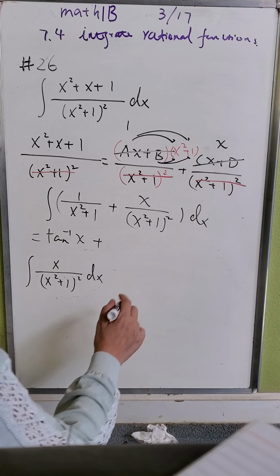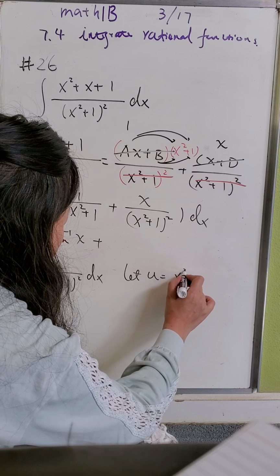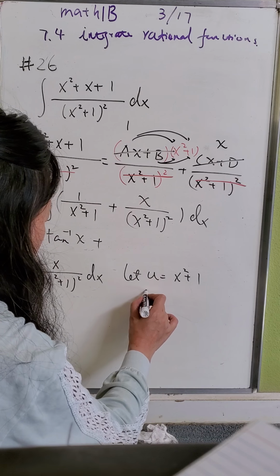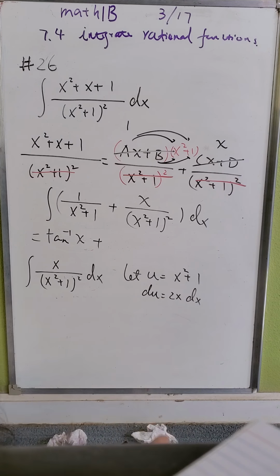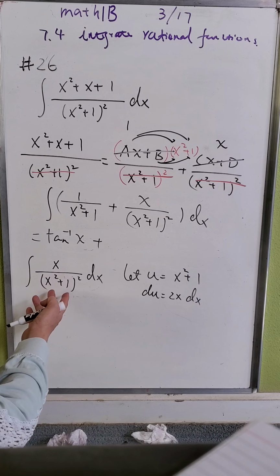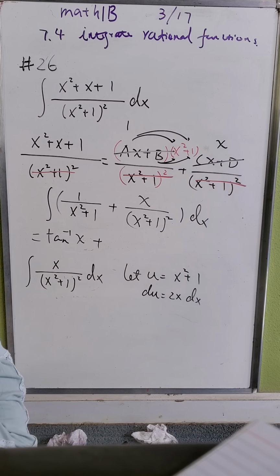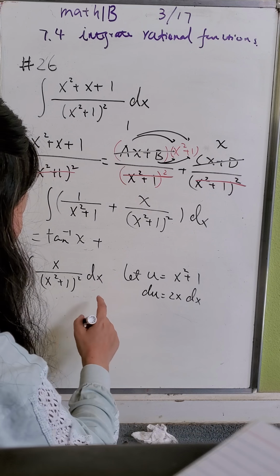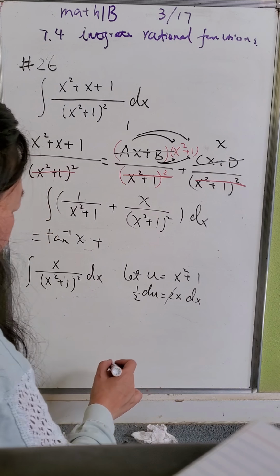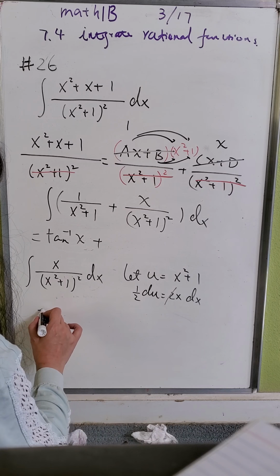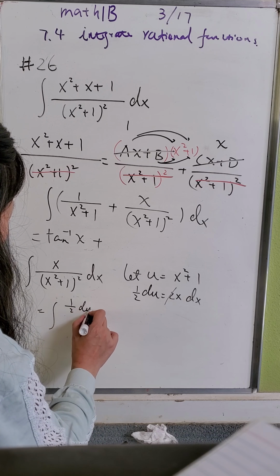I'm going to let u equal x squared plus 1, so du equals 2x dx. Somebody asked me, how do I know that's my u? As long as it's a chain rule there, then that's usually your u. And then I have x dx already, so I need to take away the 2. So I'm going to put it back. So my x dx equals 1/2 du.